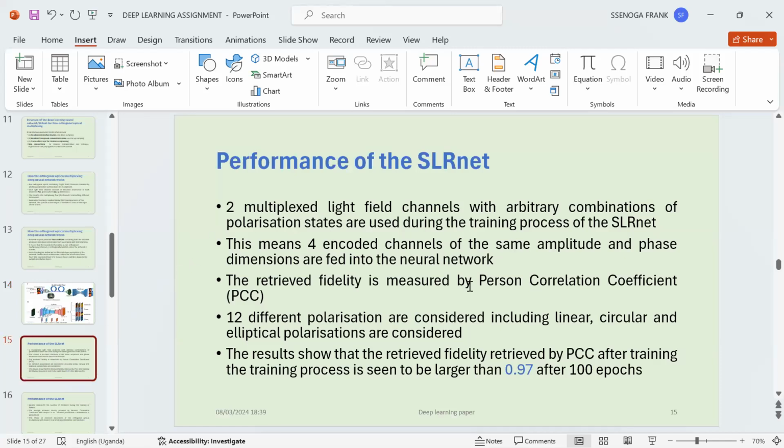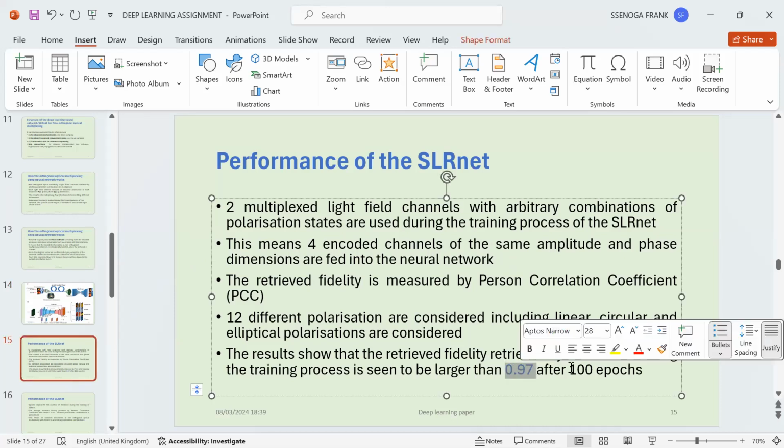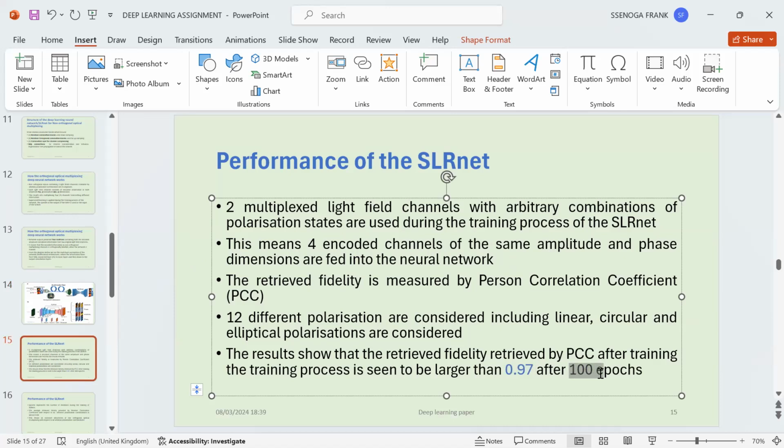So when the two light fields are being subjected to the neural network under different polarizations, the performance of this network is seen to be 0.97 across 100 epochs. These are the number of iterations that can be done. Now, this 0.97 is retrieved by what we call the partial correlation coefficient, PCC.